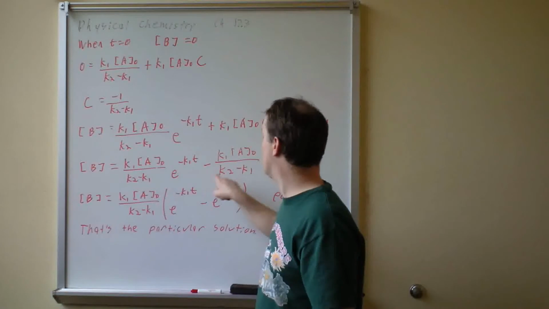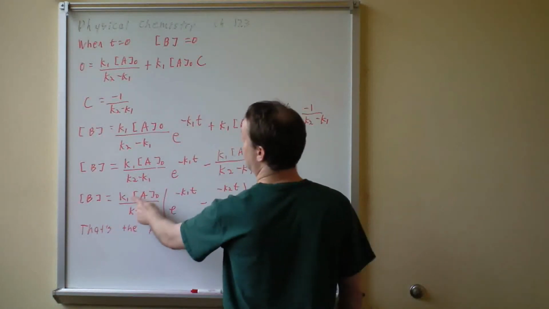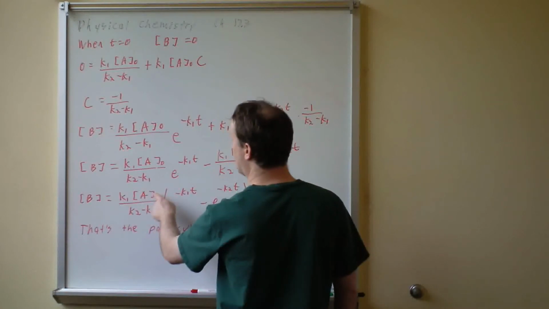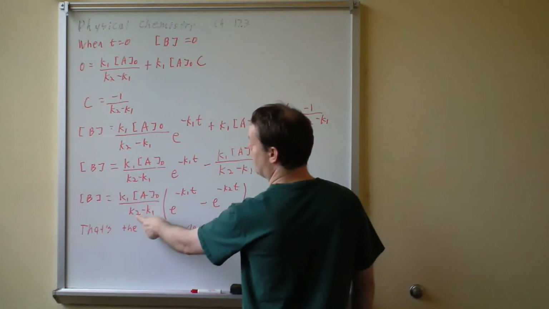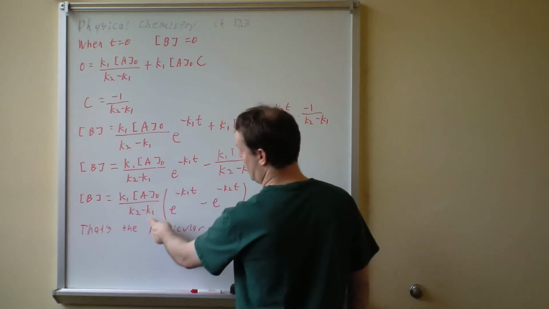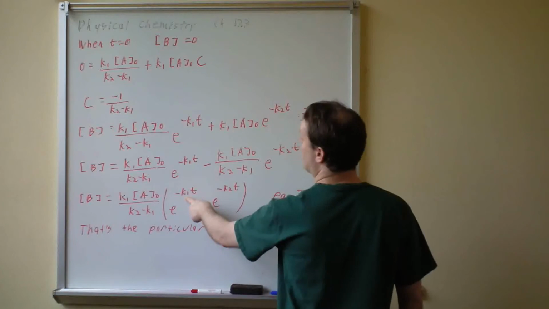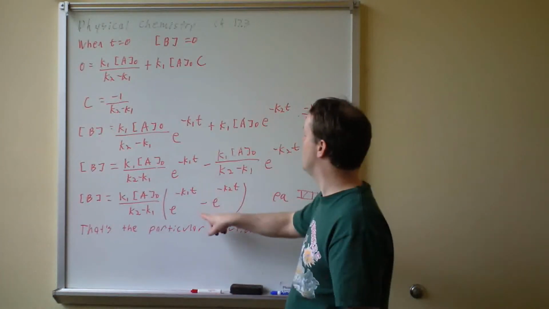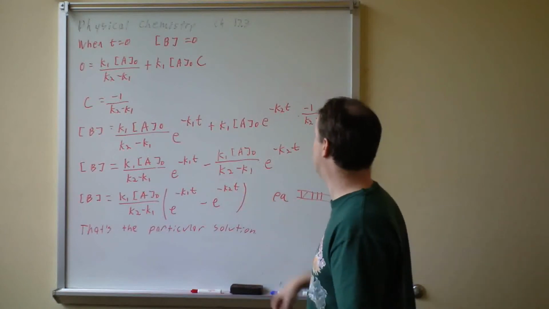Notice this is the same term, so we can factor that out. So we get the concentration of B is equal to the rate constant for reaction 1 times the initial concentration of A divided by the rate constant for equation 2 minus the rate constant for reaction 1 times e to the minus rate constant for reaction 1 times time minus e to the minus rate constant for reaction 2 times time.